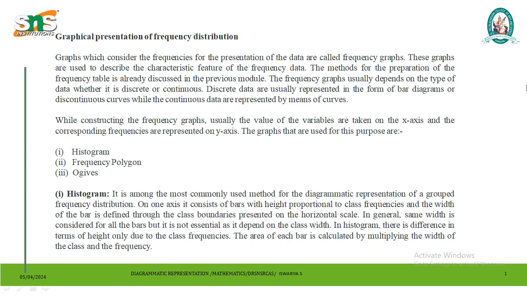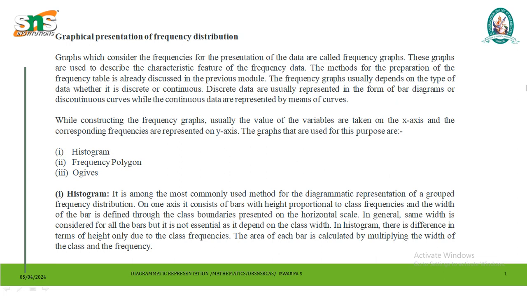Discrete data are usually represented in the form of bar diagrams or discontinuous curves, while the continuous data are represented by means of curves. While constructing the frequency graphs, usually the values of the variables are taken on the x-axis and the corresponding frequencies are represented on the y-axis. The graphs that are used for this purpose are histogram, frequency polygon, and ogives.